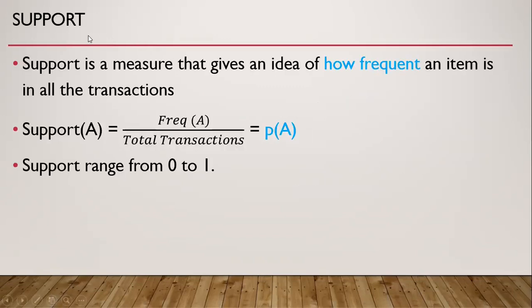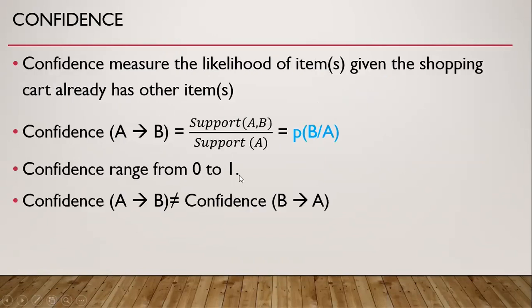So there are various terms in market basket analysis. One of the terms is support. Support is a measure that gives an idea of how frequent an item is in all the transactions. Support A is equal to frequency of item A divided by total transactions, or in other words, it is equal to probability of A. Since support is a probability, it ranges from 0 to 1.